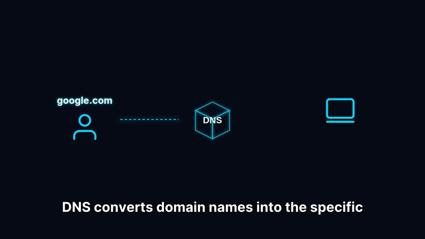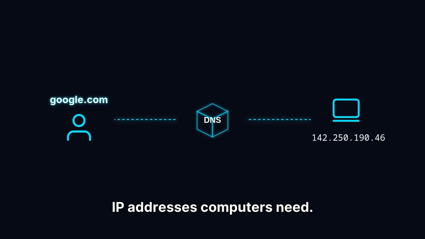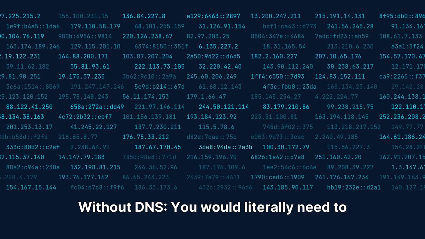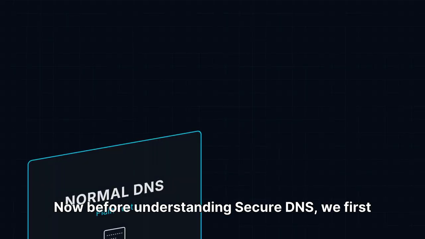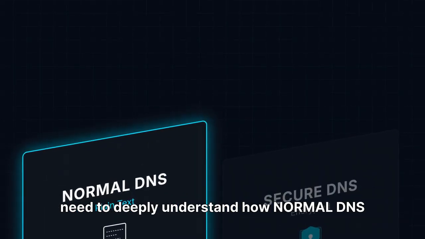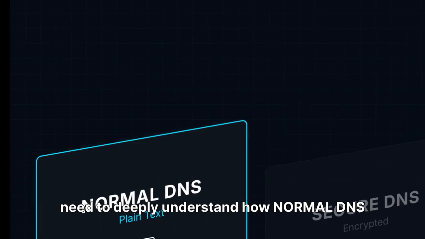Humans remember names. Computers use IP addresses. DNS converts domain names into the specific IP addresses computers need. Without DNS, you would literally need to memorize IP addresses for every website. Now, before understanding secure DNS, we first need to deeply understand how normal DNS works.